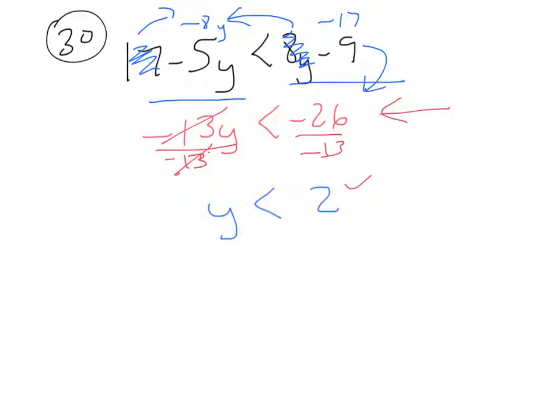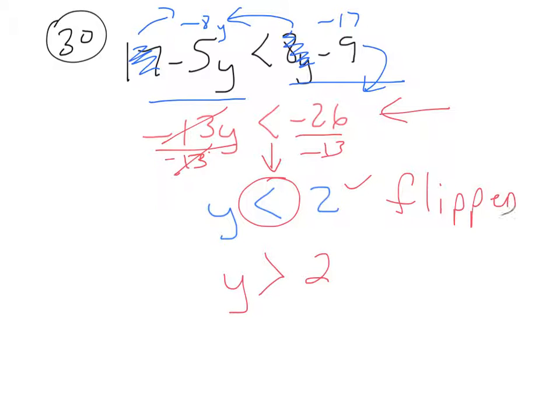However, because we divided by a negative number, that should have been flipping the sign. So y should be greater than 2. So right there is your mistake. You should have flipped the sign. And that was the mistake.